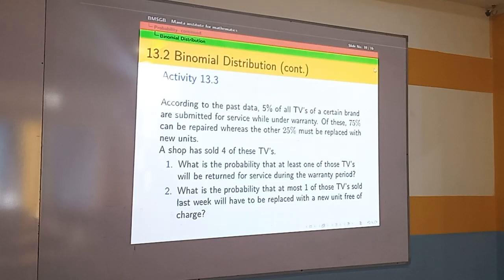According to the past data, 5% of all TVs of a certain brand are submitted for service while under warranty. Of these, 75% can be repaired, whereas the other 25% must be replaced with new units. A shop has sold 4 of these TVs. What is the probability that at least one of those TVs will be returned for service during the warranty period?